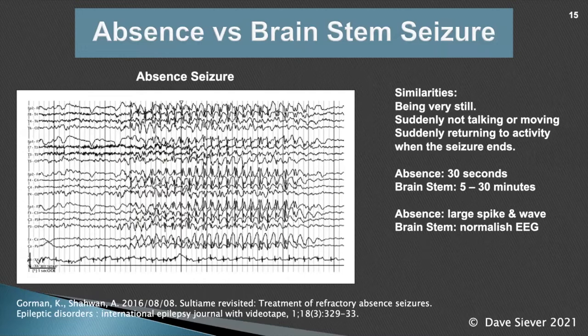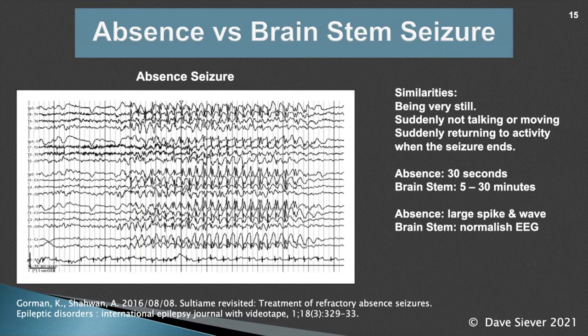So what are the similarities between what appeared to be a brainstem seizure and an absence seizure? Well, the similarities are that the person is very still. They come on suddenly, and they're not talking or moving. And then they also suddenly return to activity when the seizure ends.